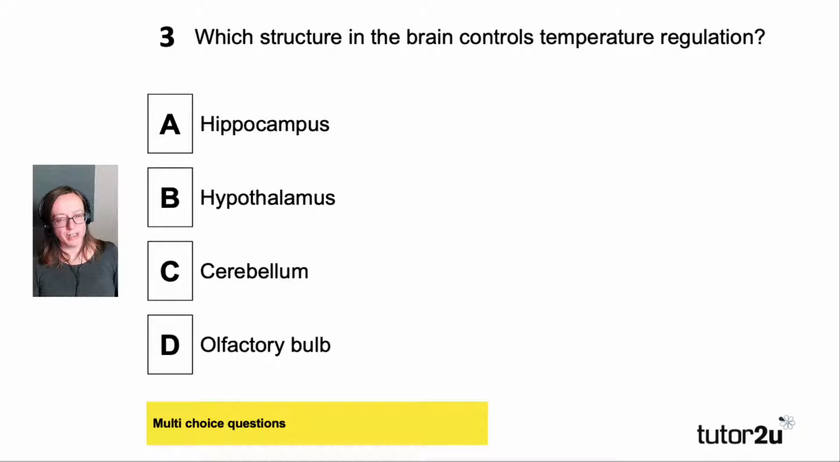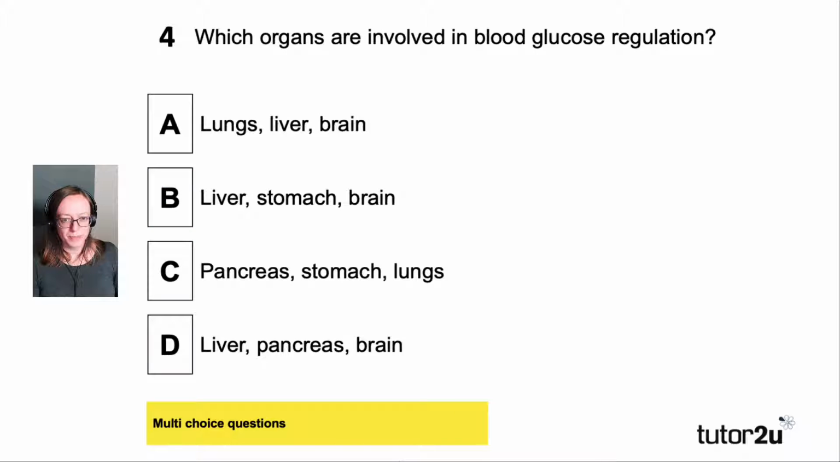So which structure in the brain controls temperature regulation? A, hippocampus, B, hypothalamus, C, cerebellum, or D, olfactory bulb? Ikra was really quick then with B. Any other takers? Yep, well done everyone. Correct. Hypothalamus. Those other things are structures within the brain, but they do not control temperature.